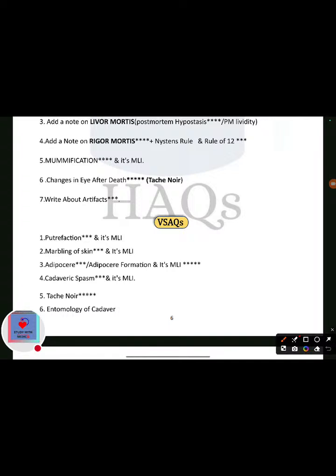What is the mechanism? What is rigor mortis? Stiffening of muscles after death, after cellular death. We have muscles with myosin and actin filaments. Myosin is single at the center, and we have actin on the sides. This is actin, and this one is myosin.